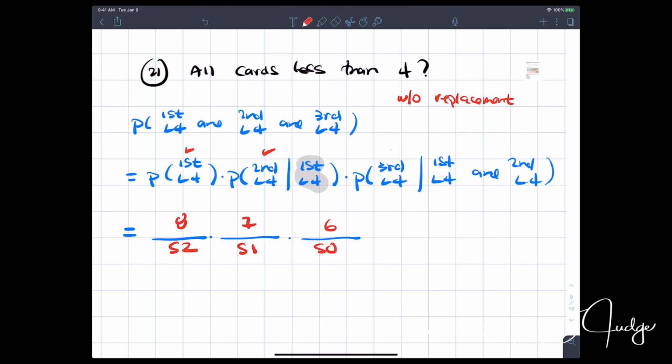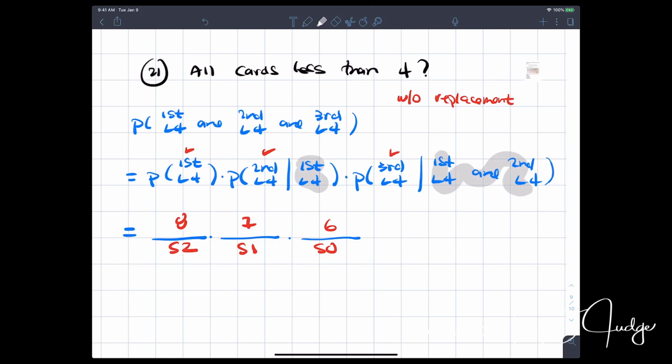The next probability is the third is less than 4. And what do you do here in the past? We selected a first card that's less than 4 and a second card that's less than 4. They're now out the window. So yeah, we now have 6 cards less than 4 out of the 50. So yes, it's going through the same exact pattern.